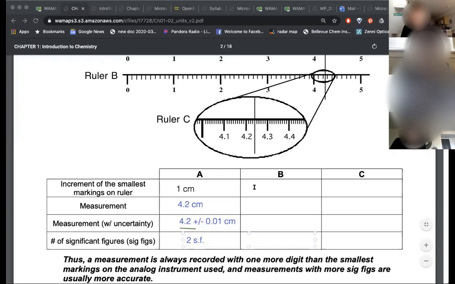All right, on ruler B, now we have more lines on our ruler. So those increments are 0.1 centimeters, right? The distance between the smallest markings. That means our value now has to be a little bit more precise, 4.25 centimeters, for example. And then writing that with the uncertainty, 4.25 plus or minus 0.01 centimeters.